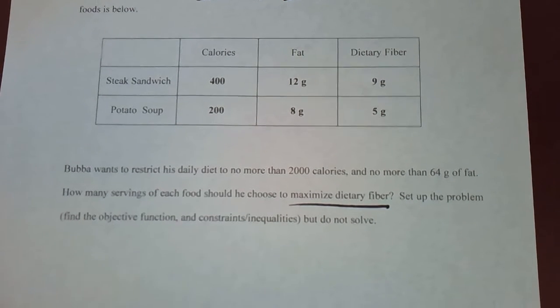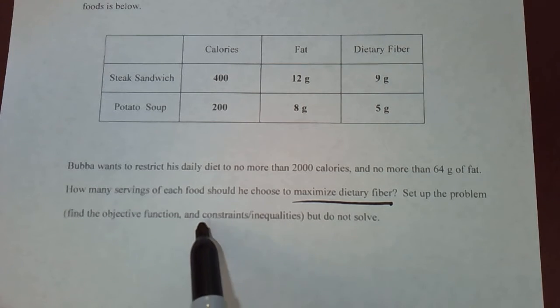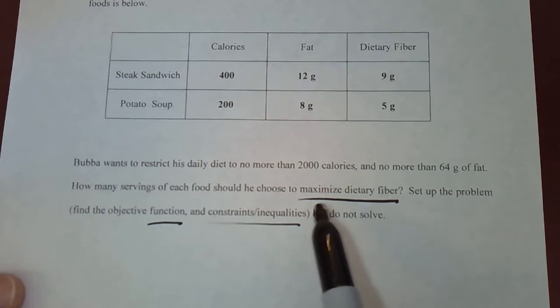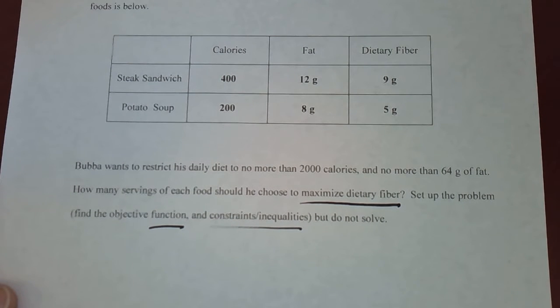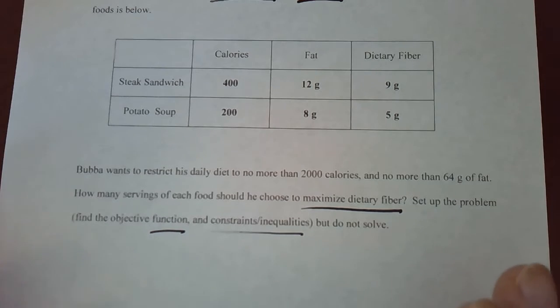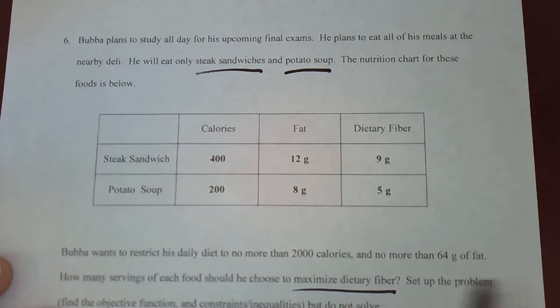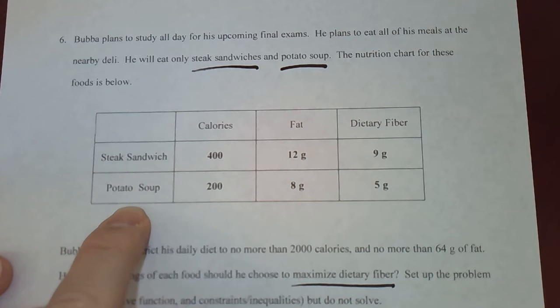Set up the problem. We will find the objective function and the constraints, the inequalities, but we will not solve. So this is a maximization problem. We want to maximize his dietary fiber. Well, the first thing we need to do is define our variables. What do you think the variables are going to be? We'll call them x and y, where x will be the number of steak sandwiches and y will be the number of cups of potato soup.